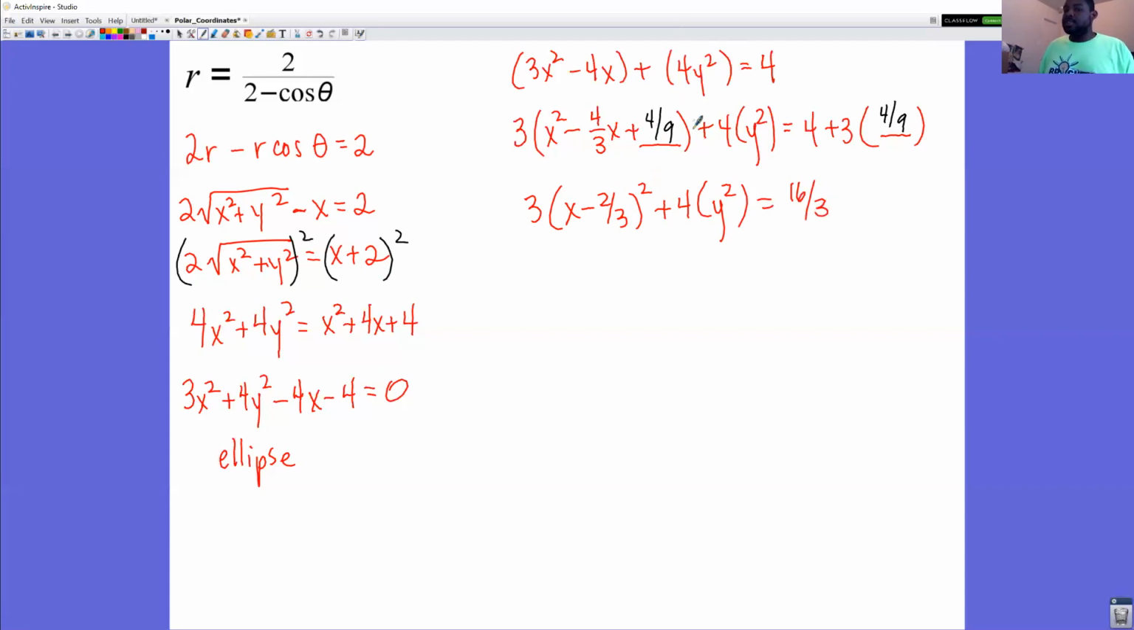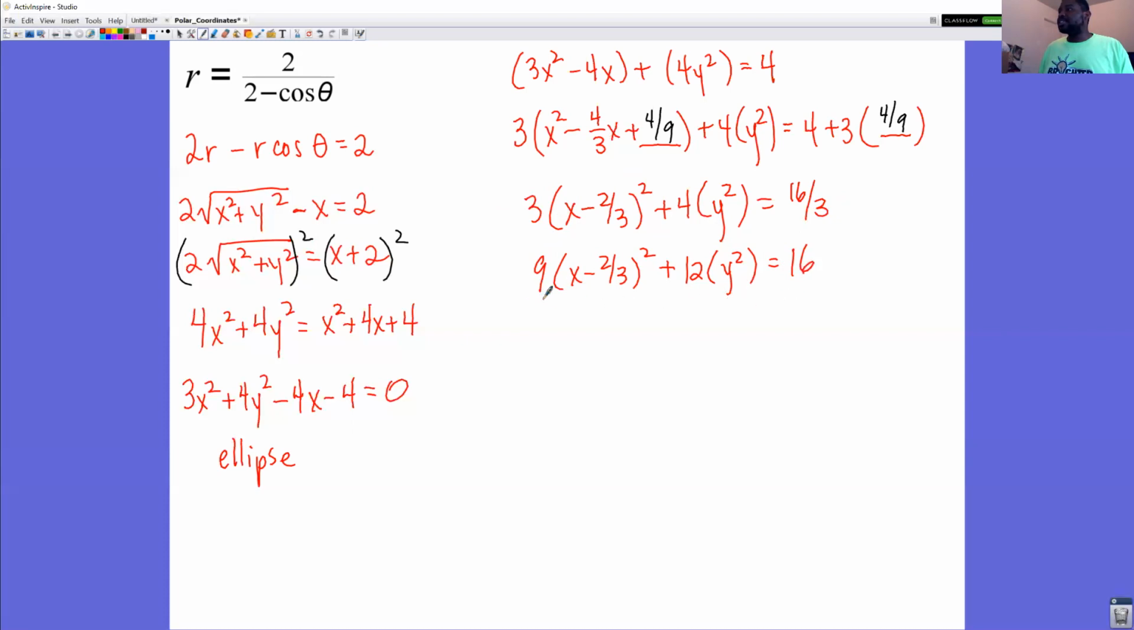And then what we're going to do is divide everyone by 16/3 because we need this to be a 1. So when I divide everybody by 16/3, actually, let me do this. Let me multiply both sides by 3. And so that's going to give me 9(x minus 2/3) squared plus 12 times y squared equals 16. And then I'll divide by 16.